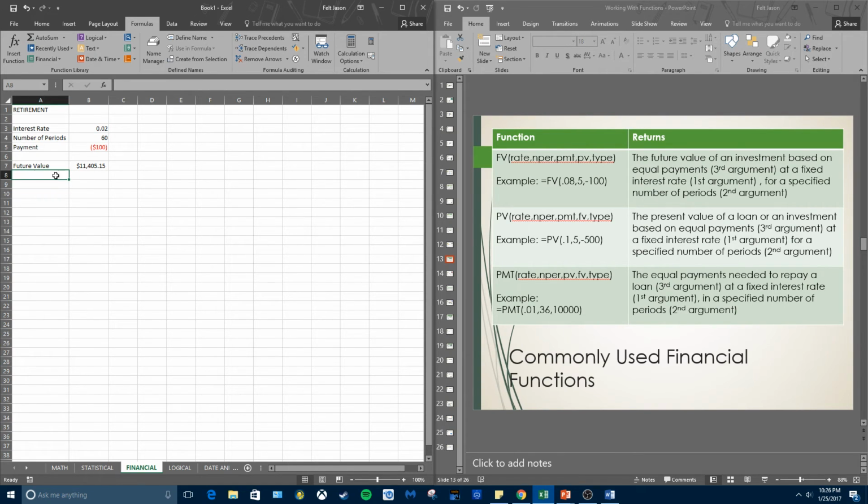Now we're going to do present value. So we're going to do equals PV rate, comma, number of periods, comma, payment. The present value at this point in time is $3,476. That's after 60 periods.